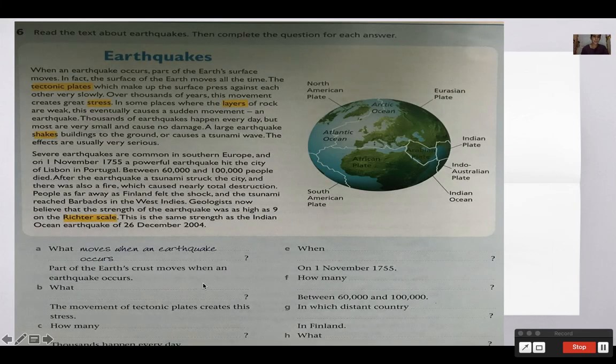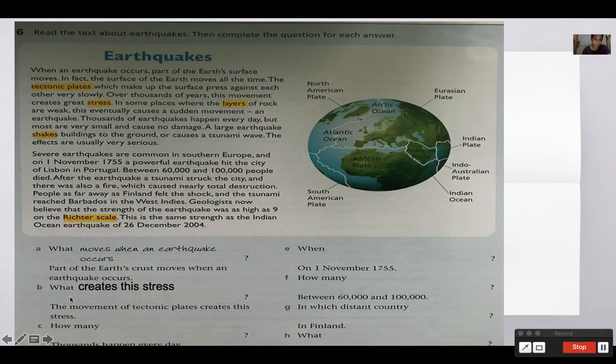So guys, read the text about earthquakes, then complete a question for each answer. So you have to read this one, okay? I don't have time to read this paragraph, but I have some answers for you over here. Part of the Earth's crust moves when an earthquake occurs.